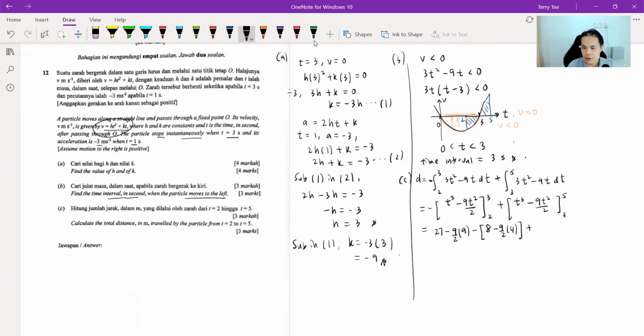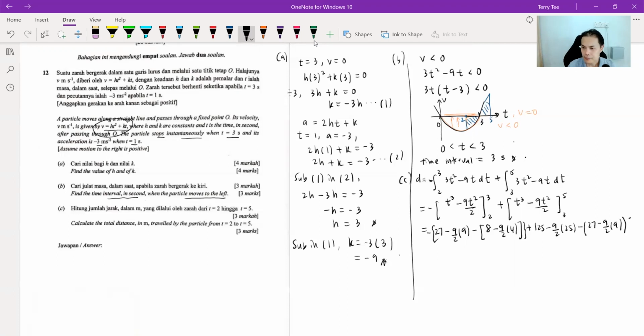Then I plus. Okay, by the way, there is a negative in front. You want to put a bracket here. Yeah, bracket here. This is now 5 power 3, 125. 5 power 2 is 25. Minus, copy the same thing, 27. 9 over 2 times 9.